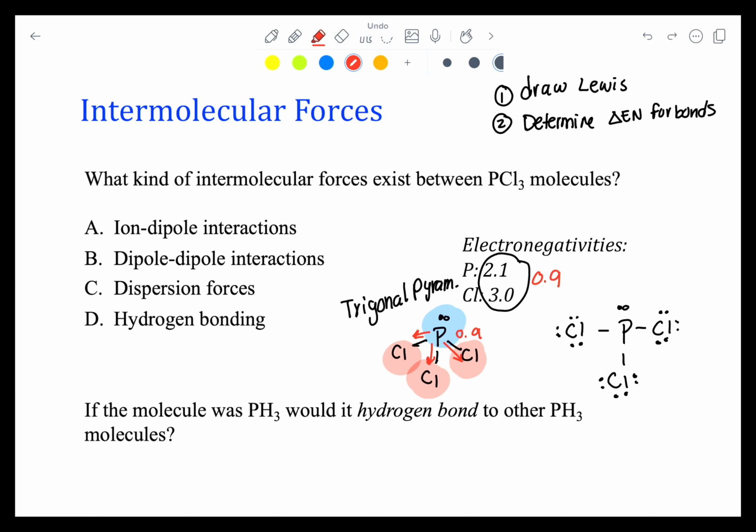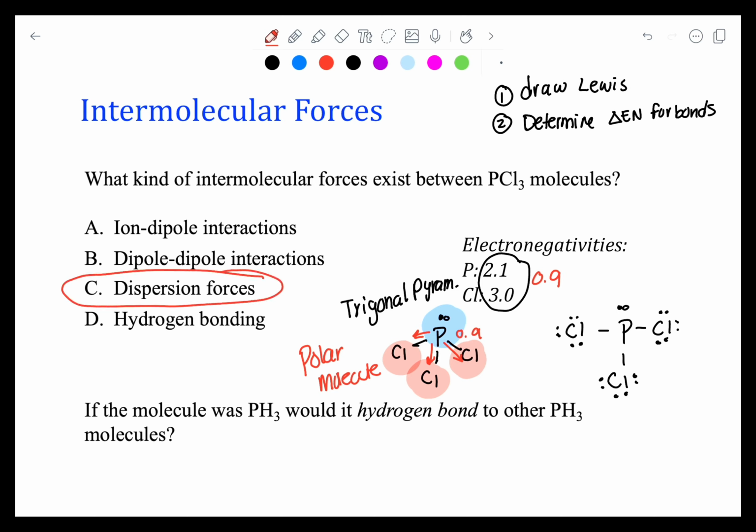Oops, it helps if it's a pen, not a highlighter. Typically, if you see a lone pair on a central atom, you're going to have a polar molecule. So if it's a polar molecule, what kind of intermolecular forces exist in PCl3? Well, we know dispersion is going to be there, so that's one. Because this is a polar molecule, we then have either dipole-dipole or hydrogen bonding. There's no ion present, so we can get rid of ion-dipole.